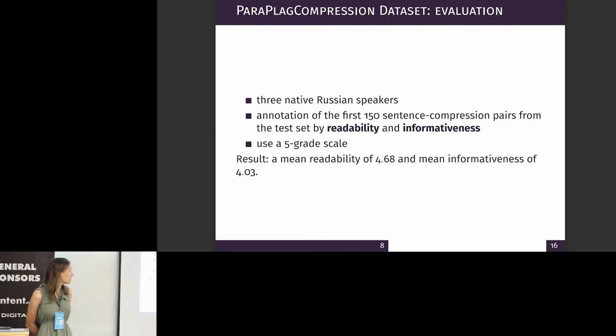I also asked annotators to annotate the first 150 sentences of the test set for readability and informativeness, and the mean score of readability is 4.68, and for informativeness it's 4.03. And here I need to say that in a compression dataset, informativeness should never be 5 out of 5, because compression will lose some information, so it's natural to have less than 5 even on gold data.